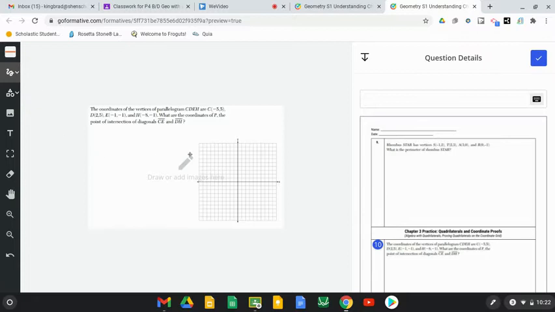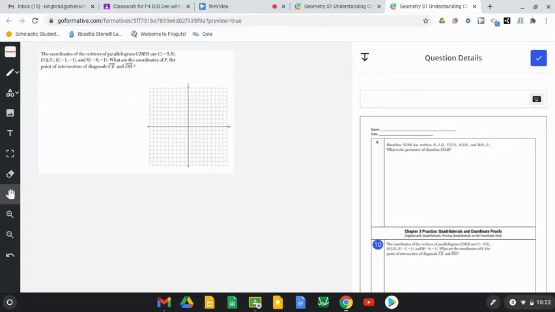All right, so the coordinates of vertices C, D, E, H of parallelogram are those. What are the coordinates of P, the point of intersection of diagonals? Okay, so you actually don't need the graph paper for this one. You just need to know what's special about these diagonals in a parallelogram. A property of diagonals in a parallelogram is that they bisect each other.